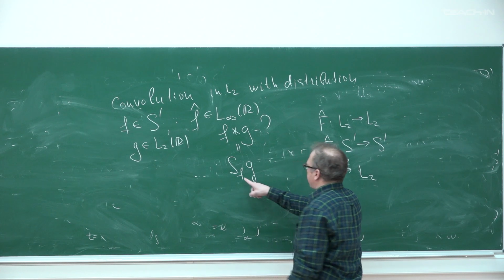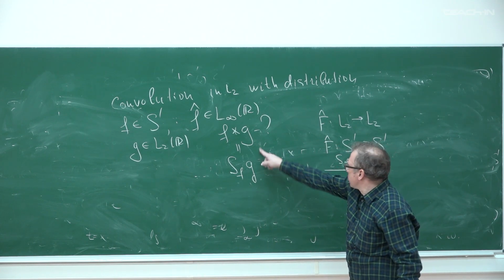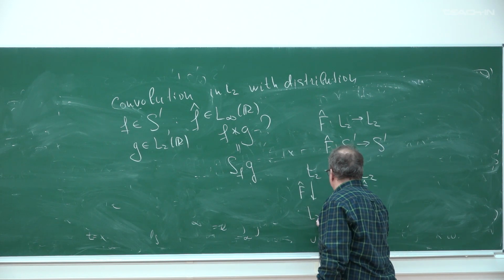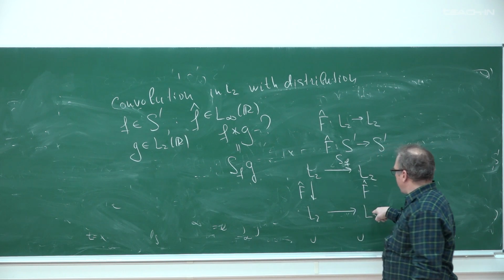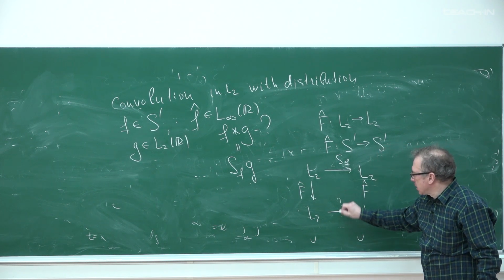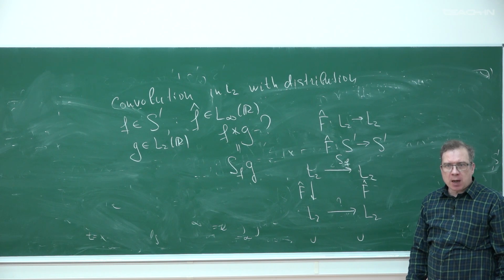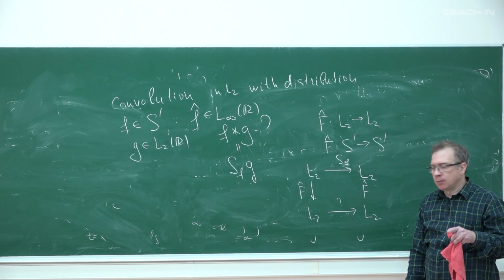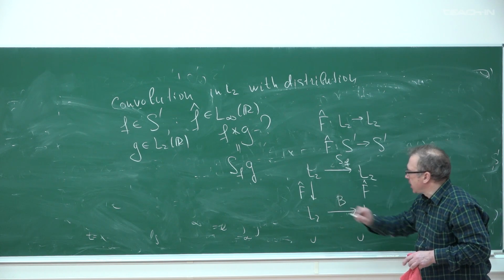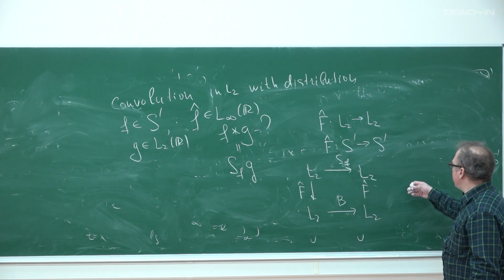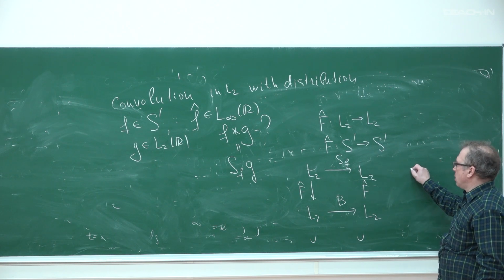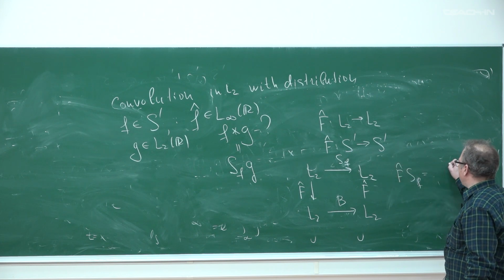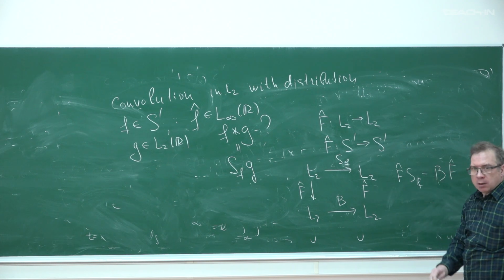We have here the operator of convolution with some function. Here walks the Fourier transform. We again get in L2. What operator appears here? I want the diagram to be commutative. Here appears some operator B. A commutative diagram means that the convolution then Fourier transform must equal the Fourier transform then B.